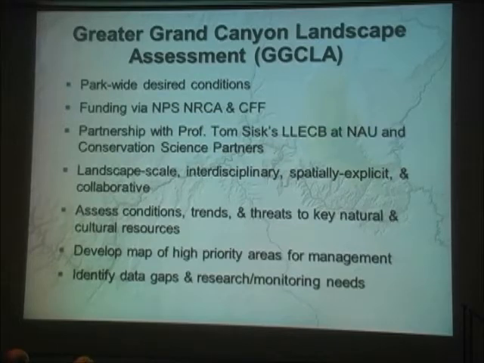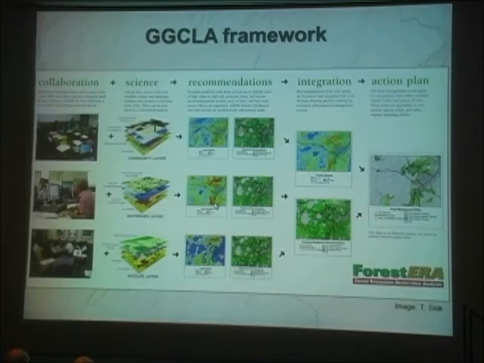This is a schematic that was developed through Professor Sisk's lab. They have done these types of landscape assessments through the Forest Era project. And what you see here is an outline for the project. We've got collaboration. In the science, you're basically combining a bunch of different layers. Think of wildlife, cultural, caves, springs, and combining those along with qualitative input from different stakeholders and identifying those areas that are of high priority.